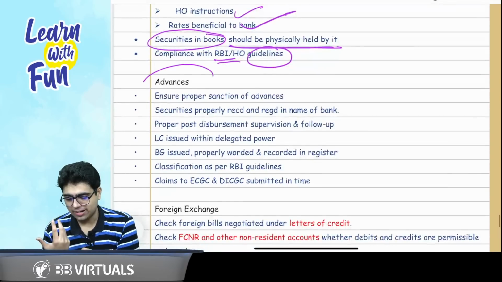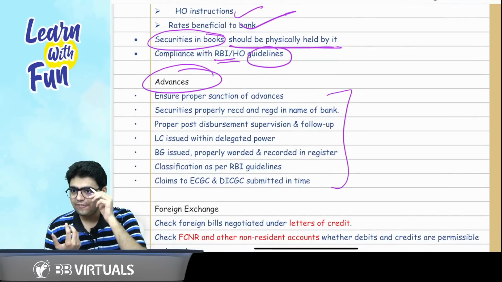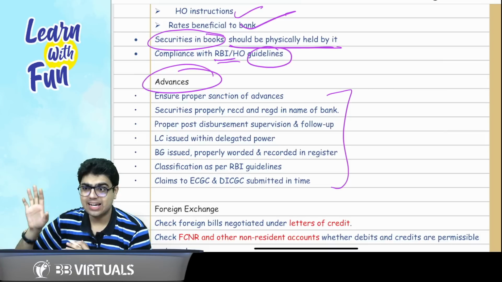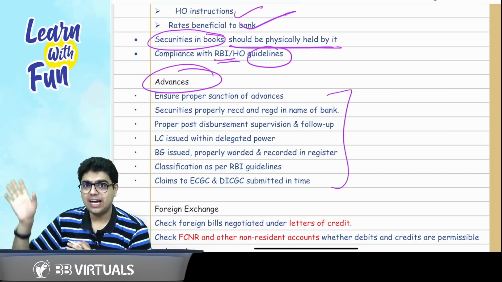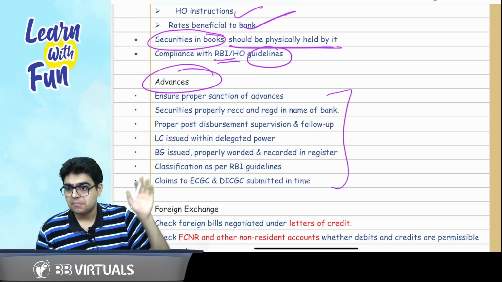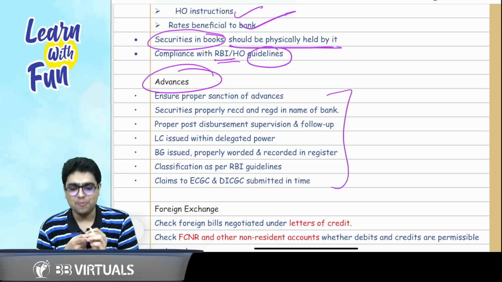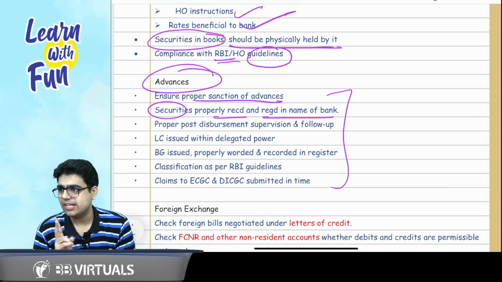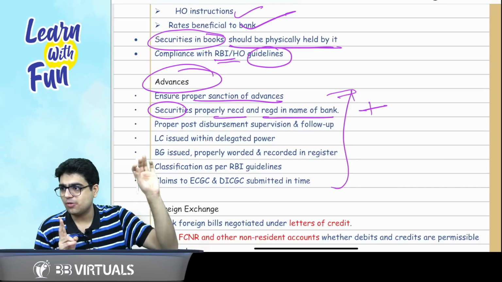So what about the advances? I think we have already covered advances in great detail regarding the internal controls and the substantive audit procedures. If ICAI asks regarding concurrent audit, it will be very bad. Very cunning of ICAI. But please remember these points: proper sanction of advances, and whatever be the securities, they should be received and registered in the name of the bank. These are core points, which we have already discussed.